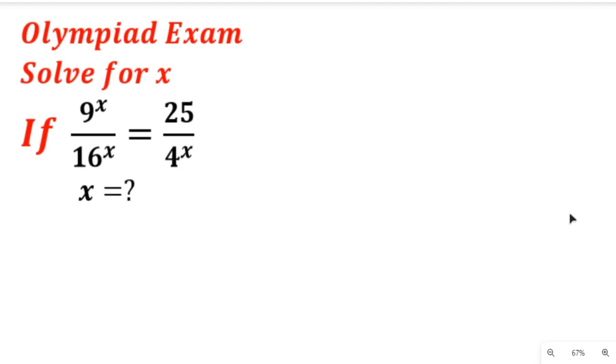Today's maths tutorial, we are going to solve this maths Olympiad question. We are asked to solve for x if 9 to the power of x divided by 16 to the power of x is equal to 25 divided by 4 to the power of x.